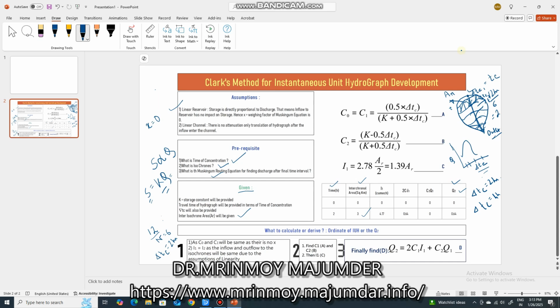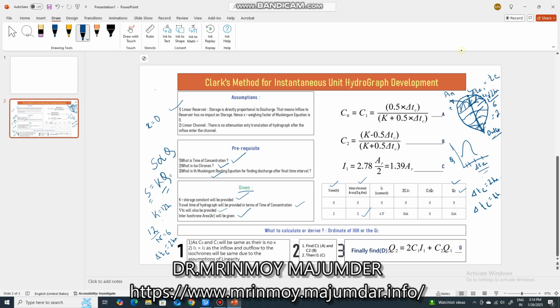So, what will be your next job to solve the problem? I think you understand your K, you understand your travel time, that is the time of concentration, you understand what del Tc is, and then you understand AR. Now K will be given in this problem, K is given as 12 hours. Okay? So, what will be your first step? You know, C0 and C1 will be the same as there is no X, right? X is equal to 0, so C0 equals C1 equals this value.